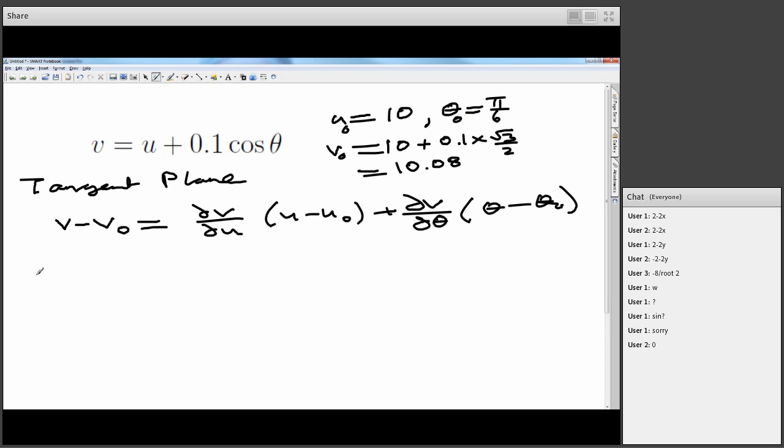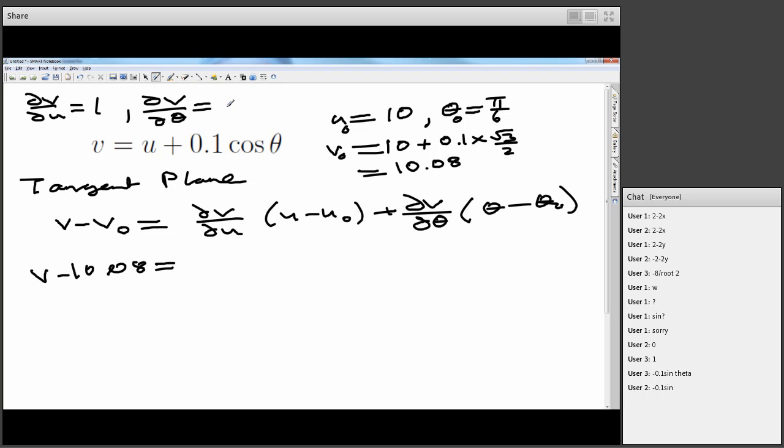Then we can plug in our general form of tangent plane. So v minus v naught is the partial derivative of this expression with respect to u, which we need to work out. So del v del u is equal to what, guys? What is this equal to? 1? Yep, excellent. And the other one we need to know is del v del theta. So you're getting minus 0.1 sine theta. Thank you.